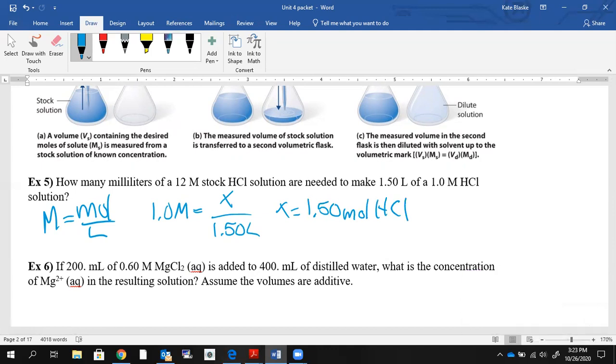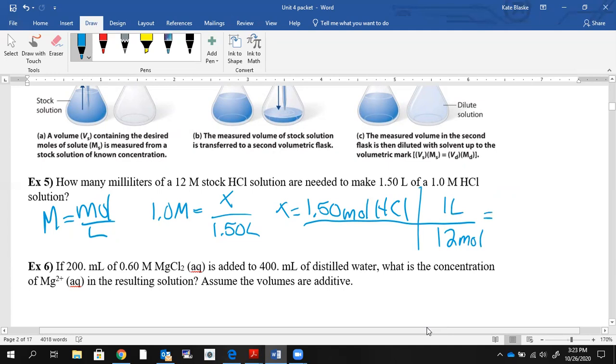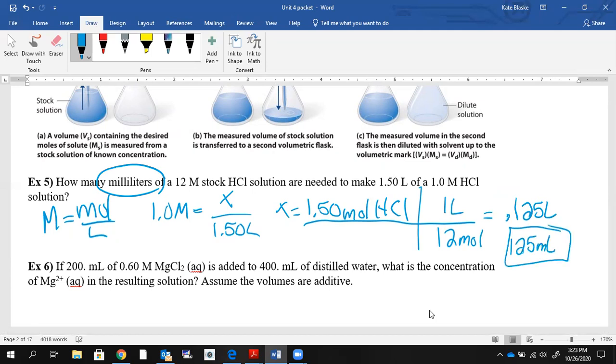to get 1.5 moles out of a 12 molar solution. 12 molar is 12 moles for every 1 liter. So I take 1.5 divided by 12. That means that I need 0.125 liters of that solution. They specifically asked for milliliters. So I move that decimal point over 3 places, and I need 125 milliliters of that stock solution to be able to make my diluted solution.